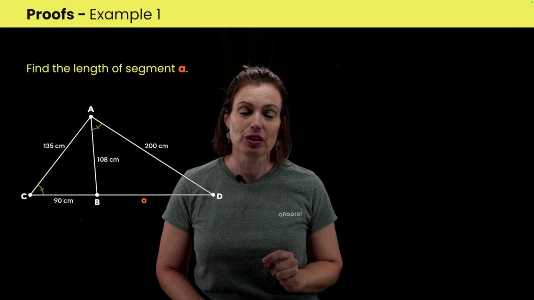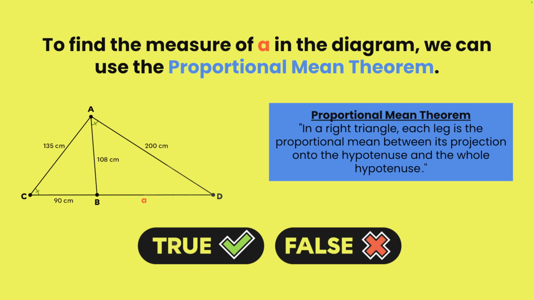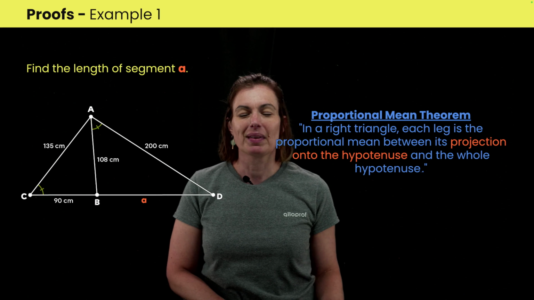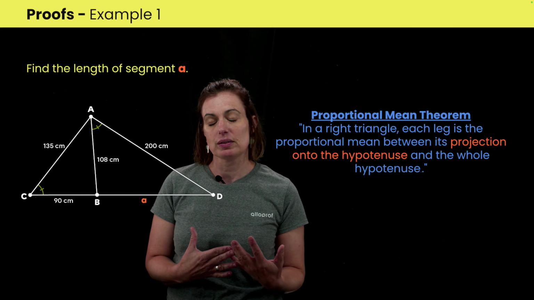So that leads me to a question about this. True or false? To find the measure of A in the diagram, we can use the proportional mean theorem. Remember that the proportional mean theorem states that in a right triangle, each leg is the proportional mean between its projection onto the hypotenuse and the whole hypotenuse. The answer is false. So let's look at why it's false.